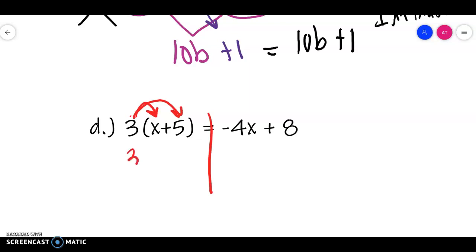3 times x is going to be 3x. 3 times 5 is 15. I didn't do anything to the other side, so I'm just going to bring it straight down.